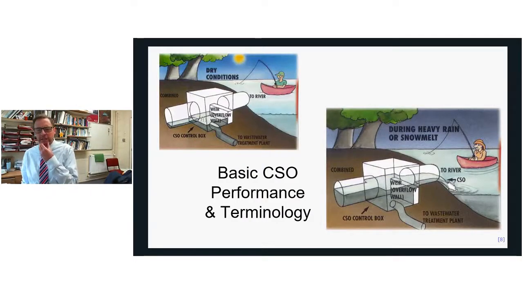So here's a little cartoon picture of how the CSO works. Exactly the same as the previous slide. During dry weather flow, the flow comes in and goes up to treatment. During rainfall events, flow is still coming in and going to treatment, but flow which is over that setting level goes off into the watercourse, and who knows what those fish will taste like.